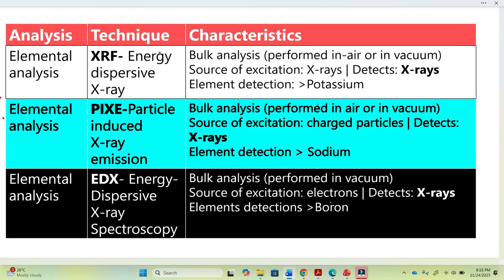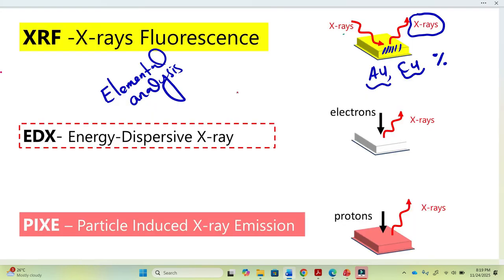I will also compare the characteristics of all these three techniques in this table here. As I mentioned, all these three techniques are used for a similar purpose, elemental analysis. The first one is basically X-ray fluorescence. Fluorescence simply means emission of photon. So in this case, we have emission of X-ray. This is why it is called X-ray fluorescence.